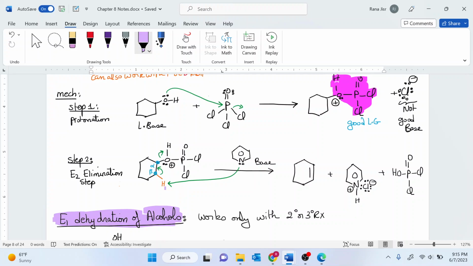We have here just one type of beta hydrogen. The other type of beta hydrogen on this carbon is the same as this beta hydrogen over here. So the base is going to come, take the beta hydrogen, form a double bond, and the leaving group is going to leave, and you're going to end up getting your product in this case.